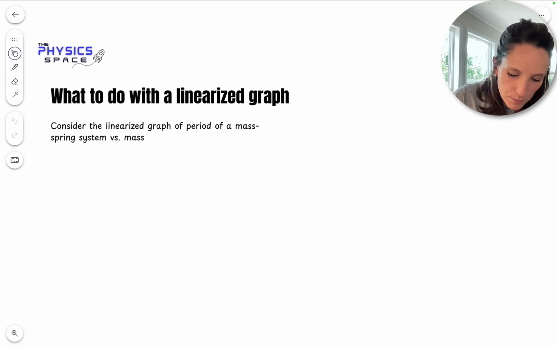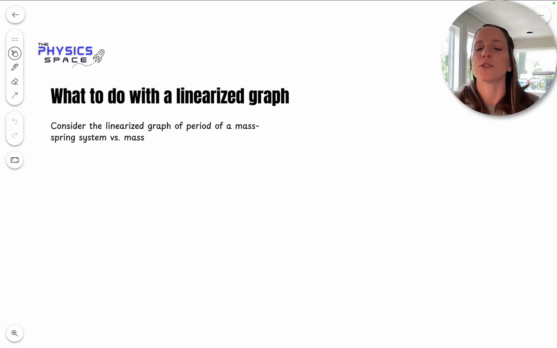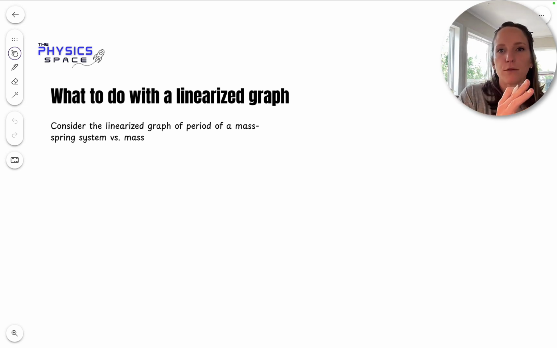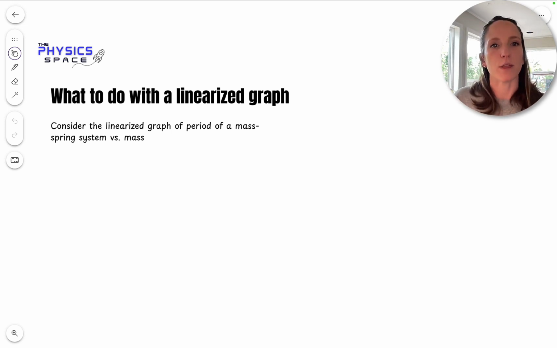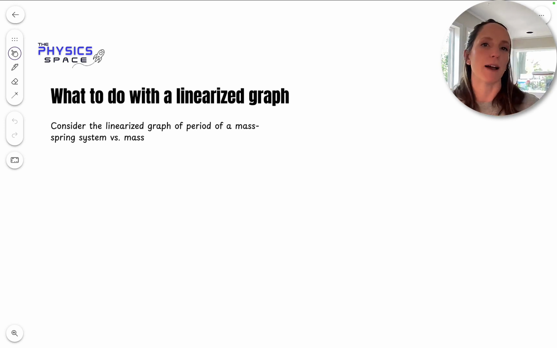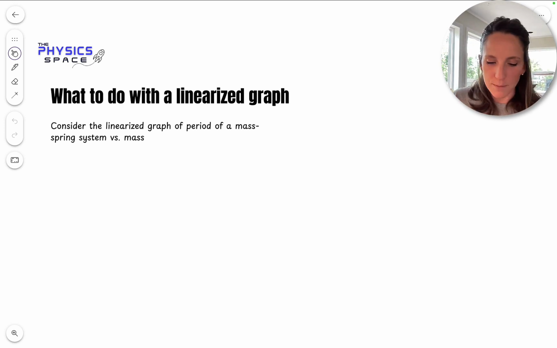I want to show you one example of how you can actually use your linearized graph. What kinds of questions might be asked where now it's like, okay, you've created a graph, you've linearized a graph, but what can we do with that to figure something else out? What kinds of questions are they going to ask you? Okay, so let's say, for example, we have some data on the period of a pendulum, or the period of a mass spring system and the mass of that mass spring system. So we've collected our data. Maybe we've even written a procedure on one of those lab-based FRQs.